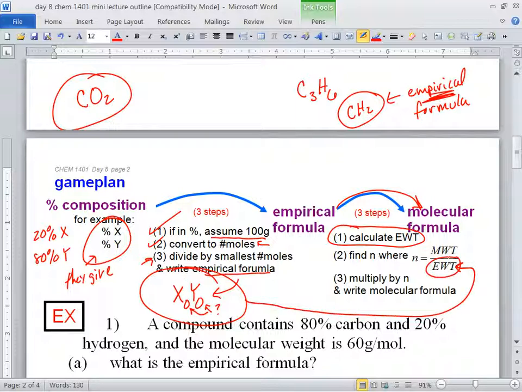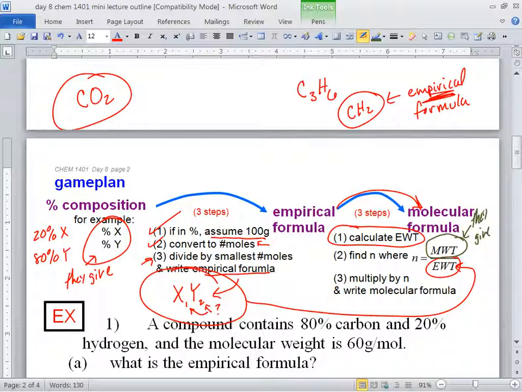Find the empirical weight. If it's x, make one up. If it's x1, y2, well, 1 times x is molar mass, 2 times y is whatever it is. Find the empirical weight, and we'll get a number. Then you have to divide it into the true answer. And they have to give you this, because you don't know what the right answer is. They have to give it to you.